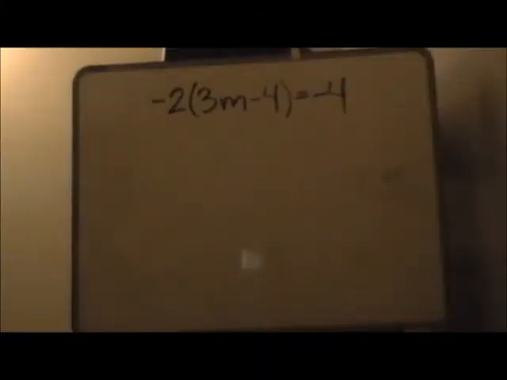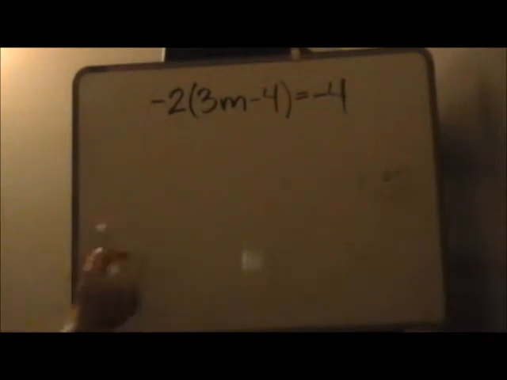Okay guys, now here we have a different equation. One thing that I want you to notice about this equation is that we have parentheses. Now we know order of the operations and we know that parentheses always go first. Now in this case, what do I need to do in order to do the parentheses?